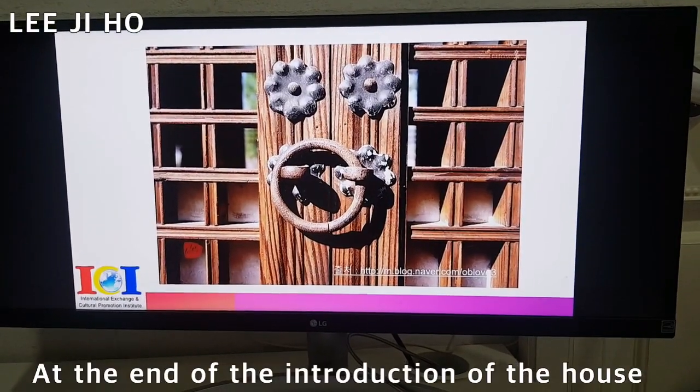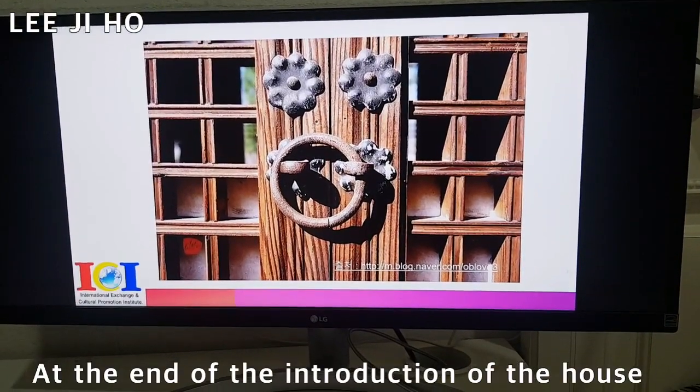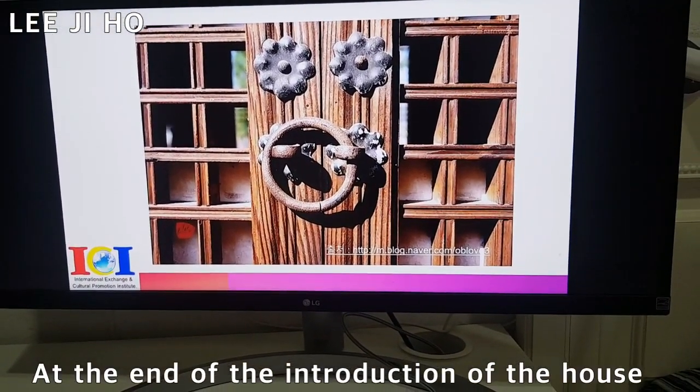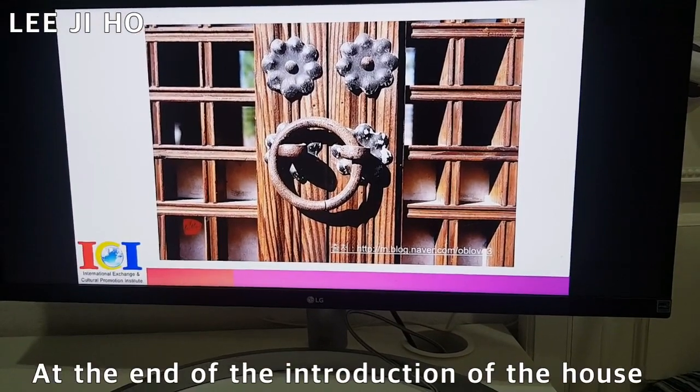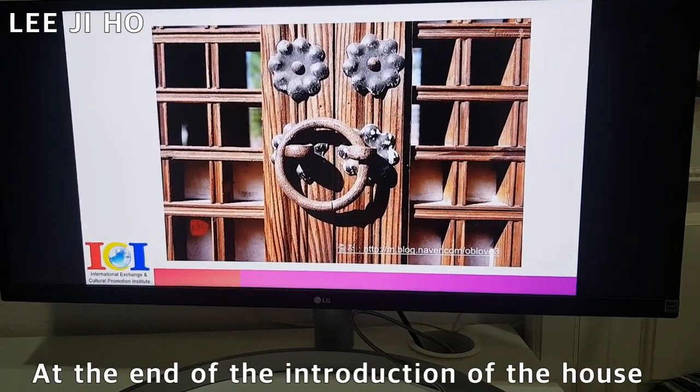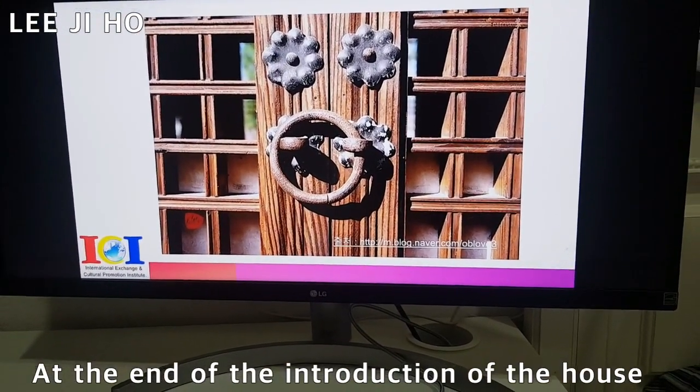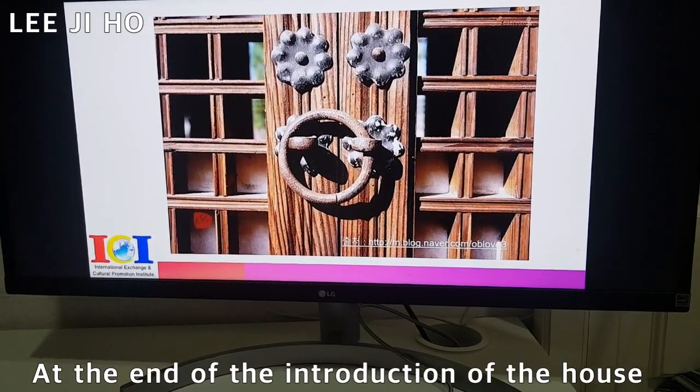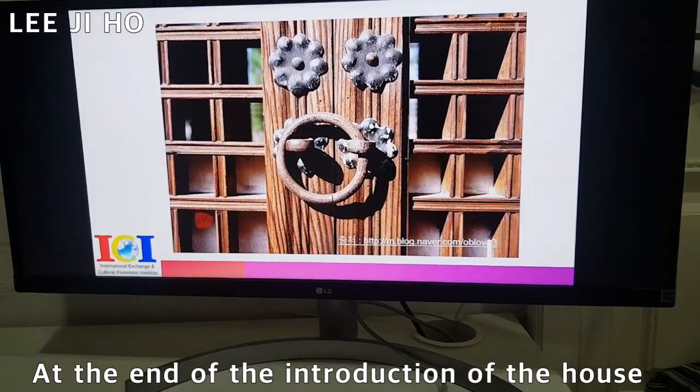We have now finished the tour of Mr. Han Yong-un's house. It is a very small and humble building, but strangely I felt a strong sense of sadness. Could it be due to the fact that Han passed away without seeing his country's independence?